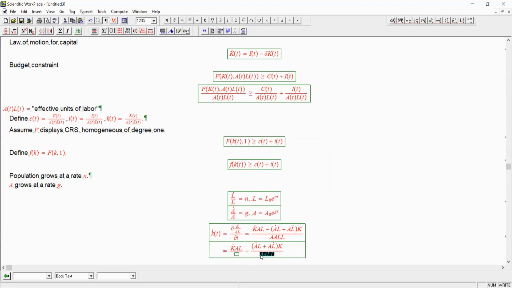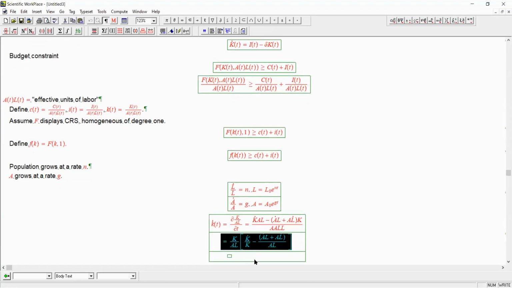And you can see that one of the ALs is going to cancel out. Great. Now, observe I can multiply the top and bottom of this by k. And I'm going to factor out k from this whole thing. Notice I can also factor out AL. So now this one just becomes k dot over k. And this becomes this, and the k disappears because I factored it out.